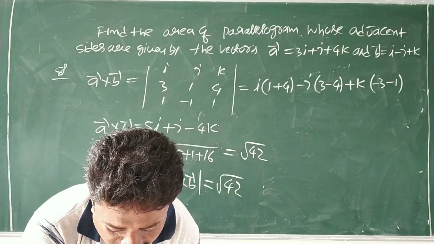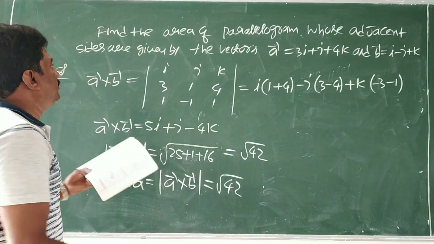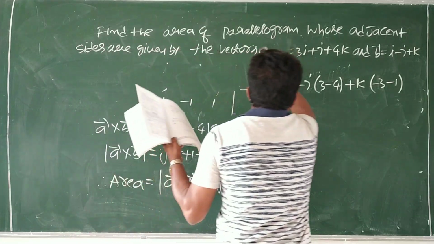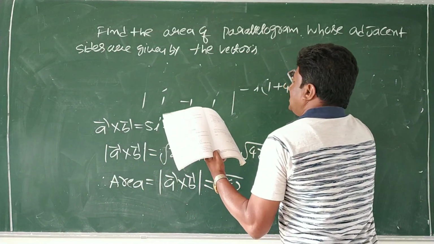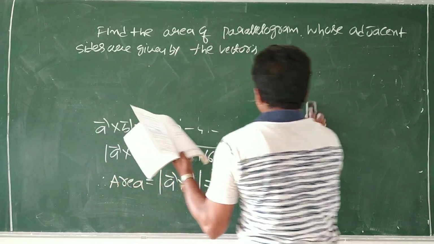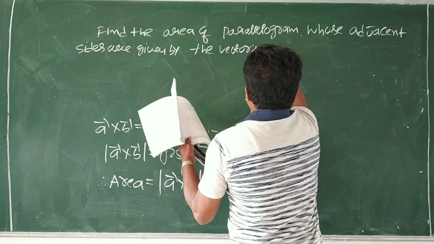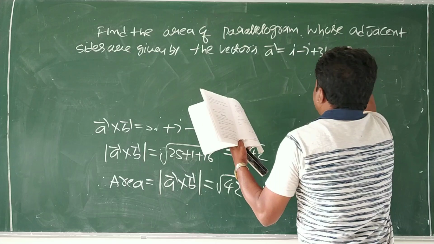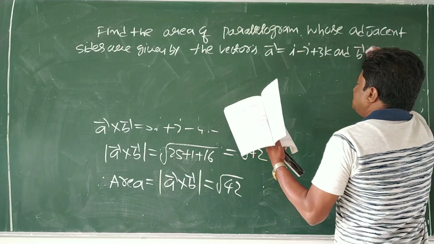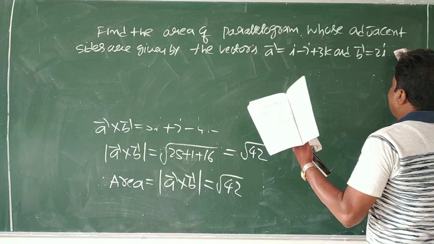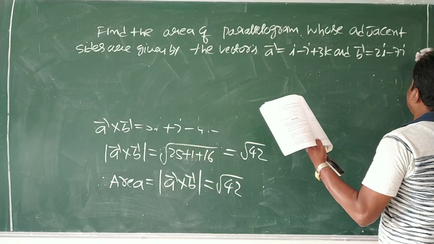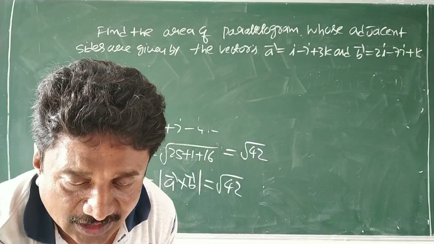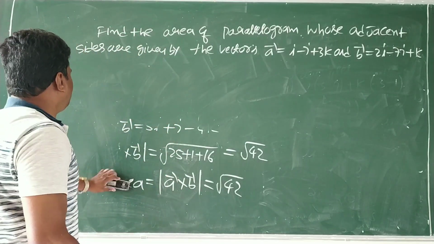Next question. You solve one more question, students. Find the area of the parallelogram whose adjacent sides are given by the vectors A equals i minus j plus 3k and vector B equals 2i minus 7j plus k. So as usual, find out the area of the parallelogram by the same method, students.